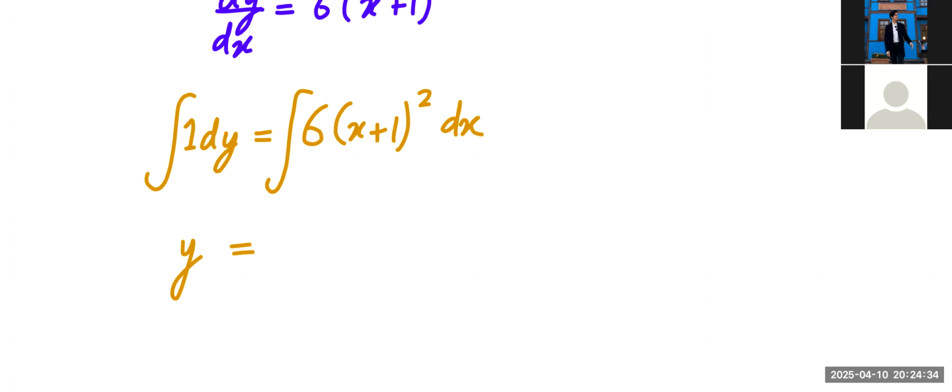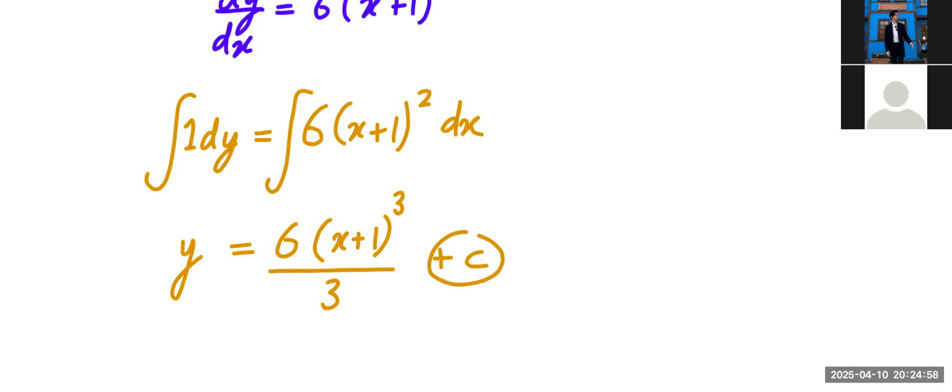Now, what's the integral of this stuff? Remember, the 6 is just chilling there. He doesn't really take part in the integration. So 6 times (x plus 1) to the power of 3 over 3, plus c. Okay, so now that's basically it.